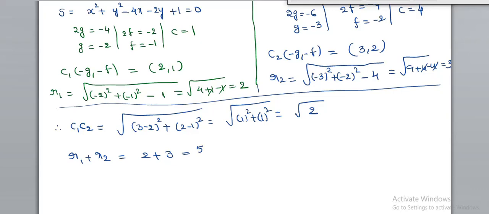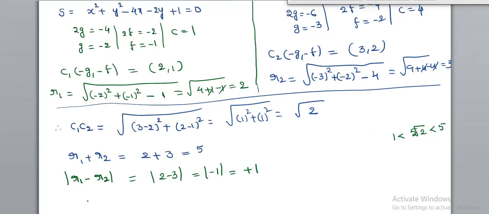So again, find out the value of modulus of R1 minus R2. So modulus of 2 minus 3 is 1. Modulus is always positive, so we take it positive. Root 2 value is 1.414, so root 2 is less than 5. So what condition is followed? Therefore, since modulus of R1 minus R2, which is 1, is less than root 2, C1 C2 is less than R1 plus R2.